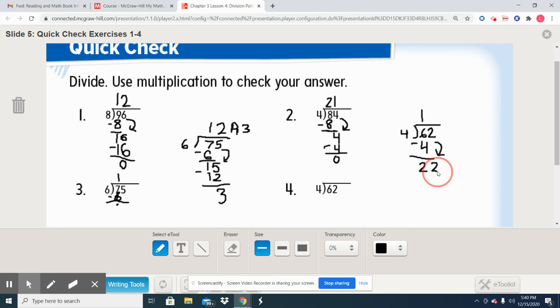4 times 1 is 4. 4 times 2 is 8. 4 times 3 is 12. 4 times 4 is 16. 4 times 5 is 20. 4 times 6 is 24. 24 is too many times. So we can get as close to 22 as possible with 4 times 5 is 20.